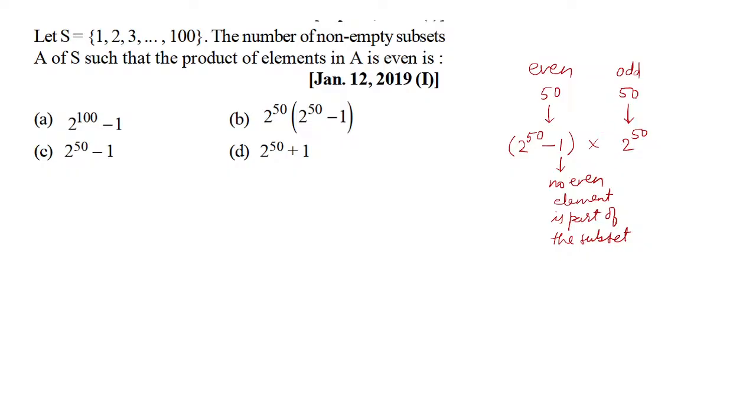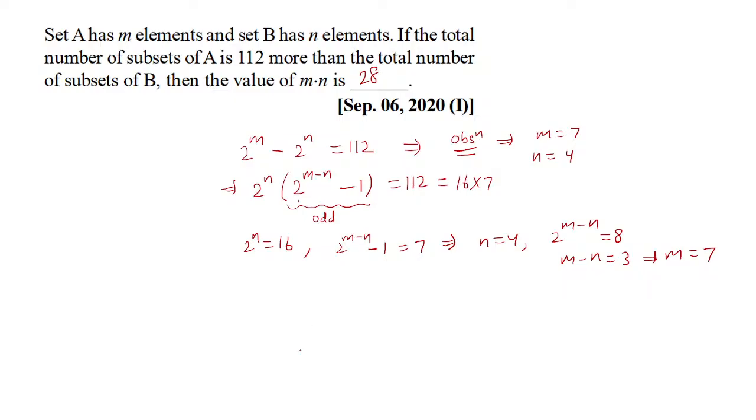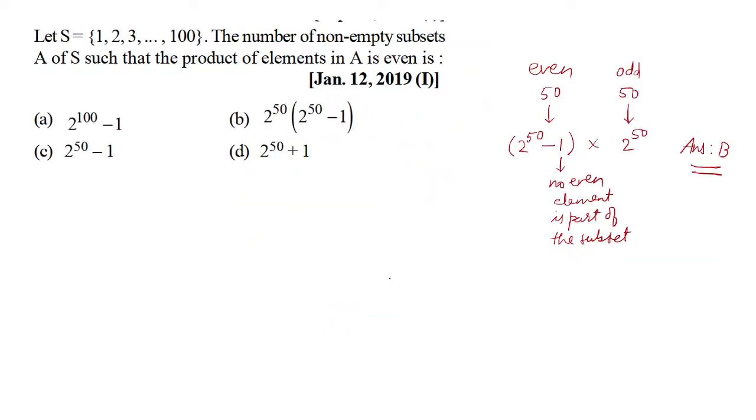And each odd element has two options, be part or not be part of the subset, and we are fine even if no odd element is part of the subset. So this becomes the answer, and hence B is the correct answer. So the answer is B. Let me remove this and write the answer below. Answer is 2 to the power 100 minus 2 to the power 50.